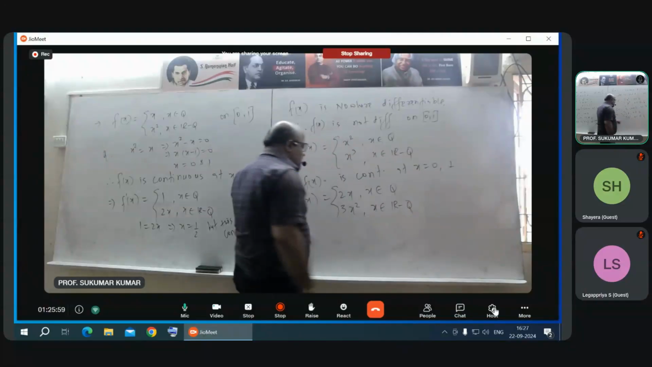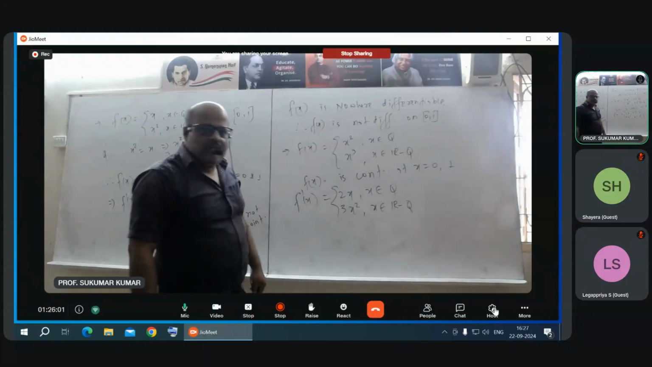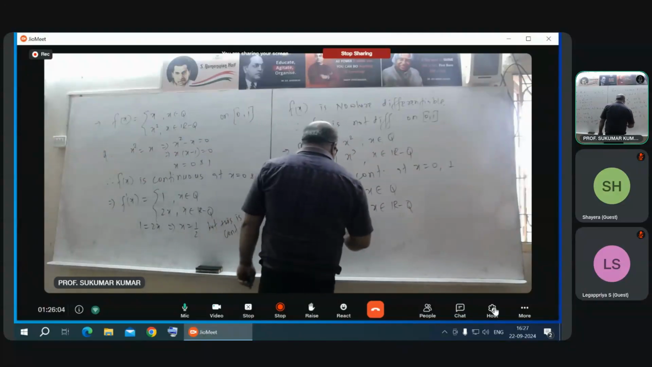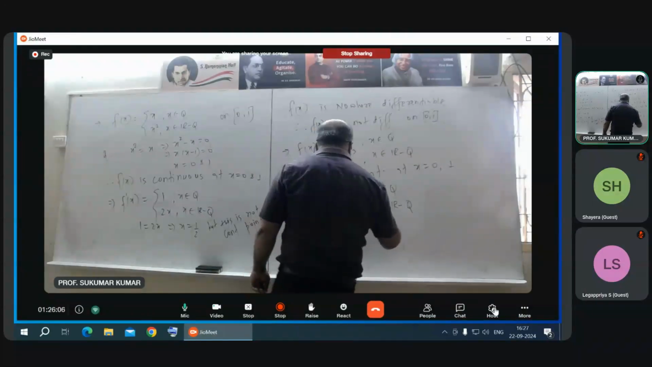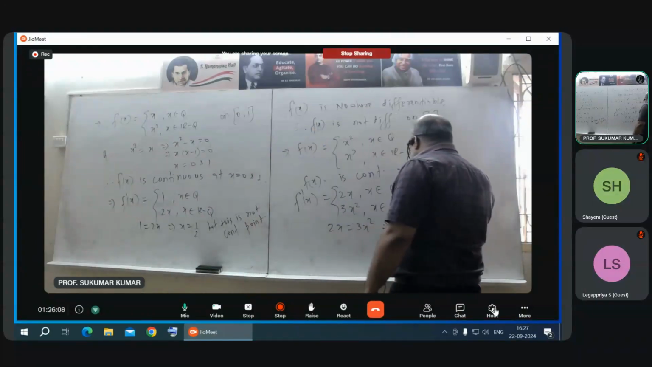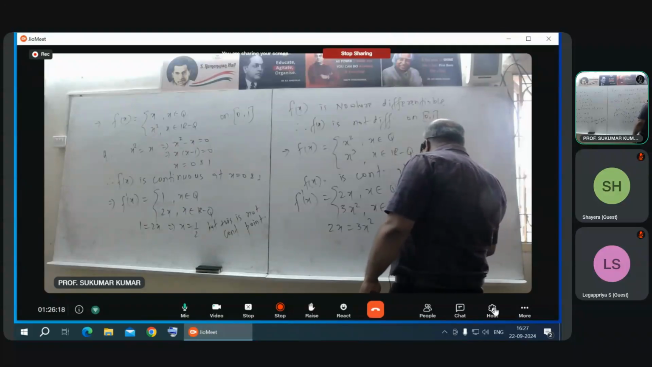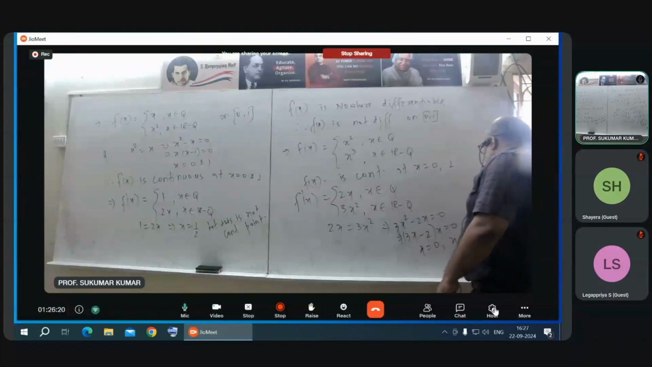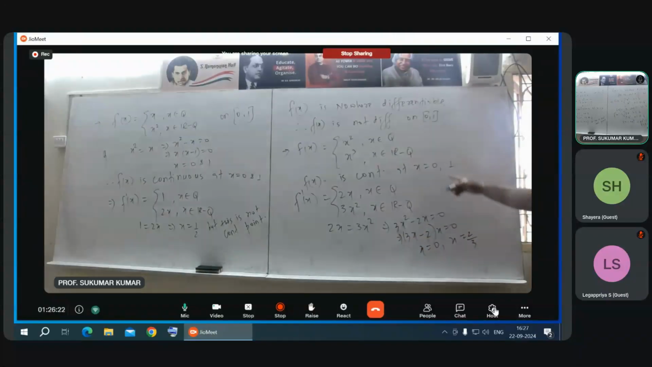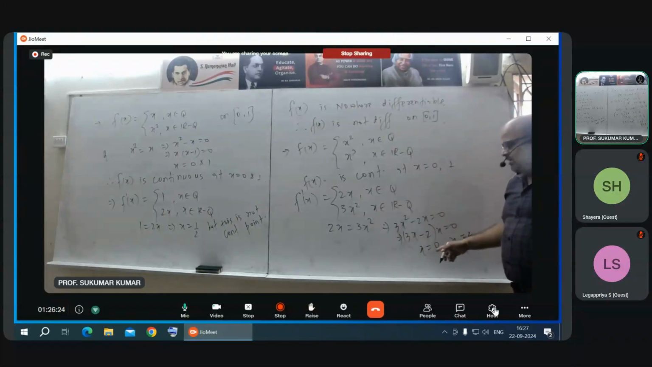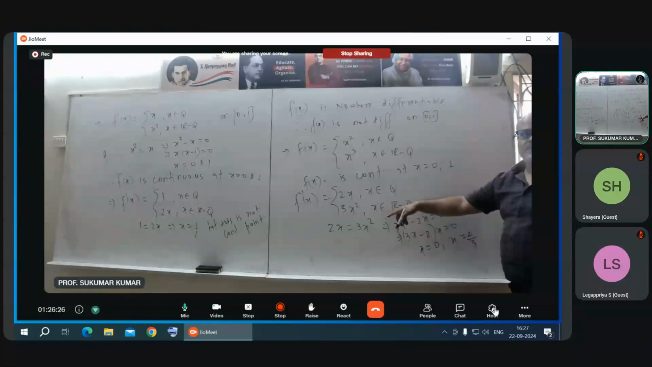This derivative function, both are equal at which point? 2x is equal to 3x square. Both must be equal, so x is equal to 0 and x is equal to 2/3. 0 is the continuity point. So we will tell at 0 both f dash x are equal. So 0 is a differentiable point.